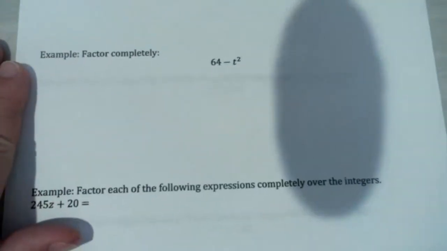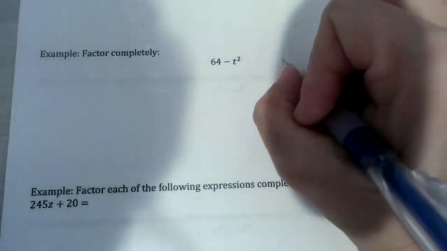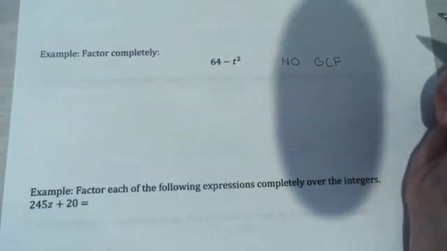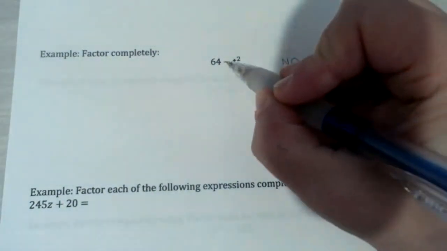All right, let's do another one. This one kind of looked funky because it was kind of written backwards, but it's the same thing. So factor completely 64 minus t squared. Our first step in factoring, no matter what, is GCF, but there's nothing that 64 and negative t squared have in common, so no GCF. I noticed that we are subtracting 2 perfect squares. So again, this is a difference of perfect squares.